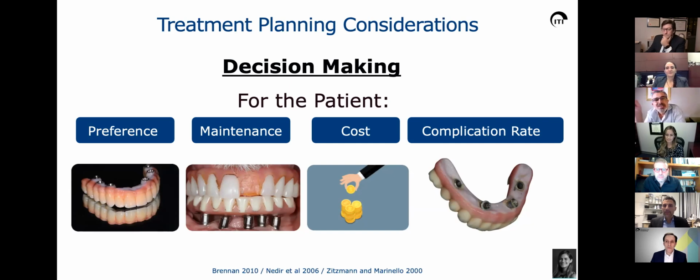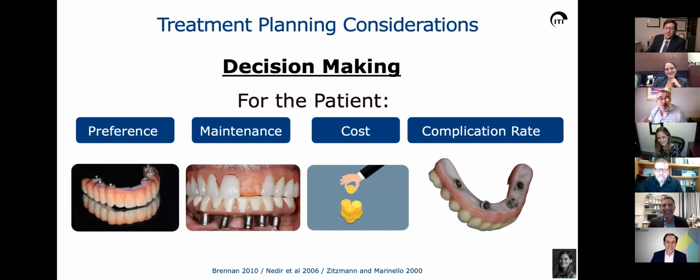So it's an interesting thing to be aware of. And when I'm confronted with it, the way I sell my bias is test drive the immediate load fixed. And if you don't like it, you can have a removable implant-supported overdenture. Or maybe you should test it the other way around.